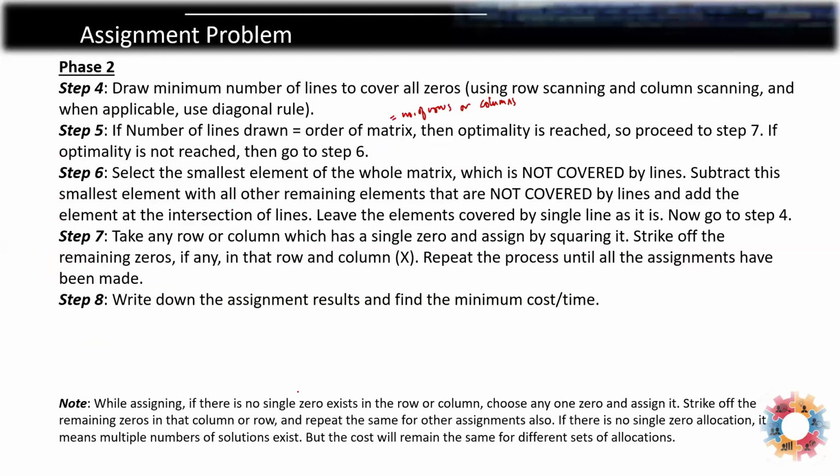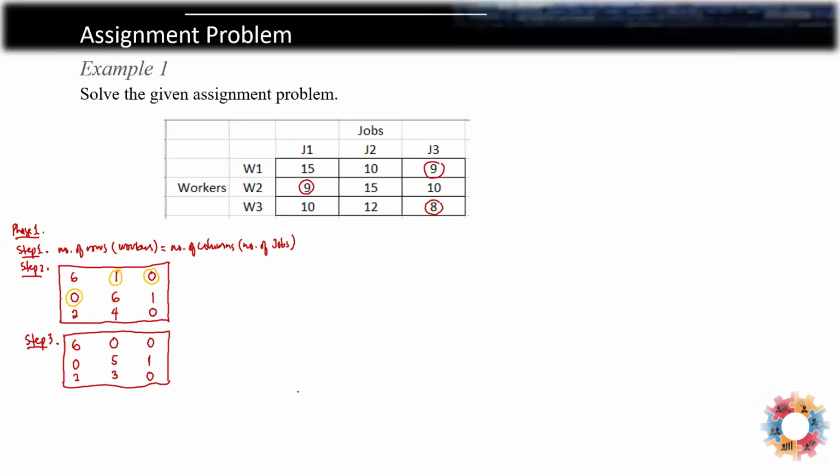Now, the next step would be phase 2, optimization. In step number 4, we draw the minimum number of lines to cover all zeros using row scanning and column scanning. The objective is to draw a minimum number of lines to cover all zeros. And how to do that? This will be phase 2 now. Let's copy the obtained table first from step number 3.